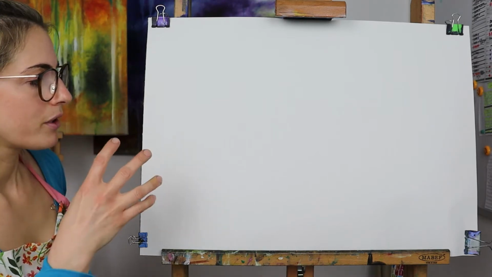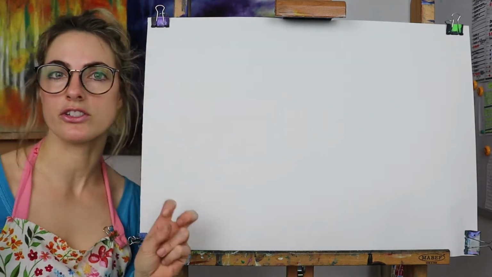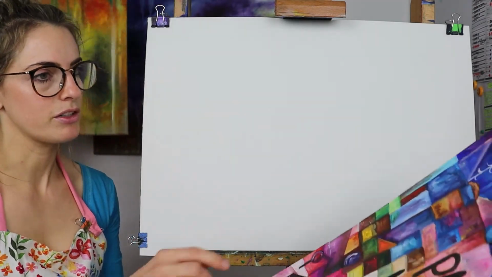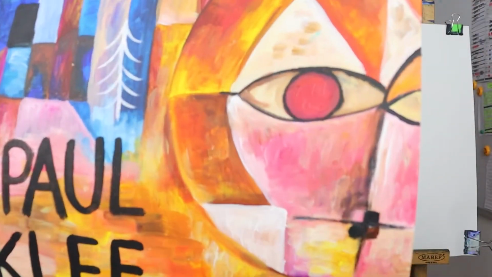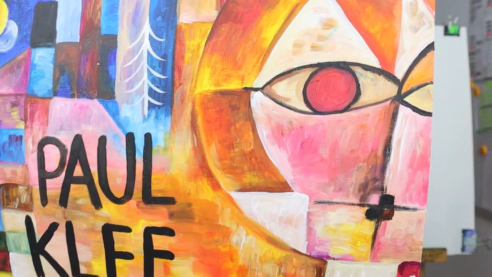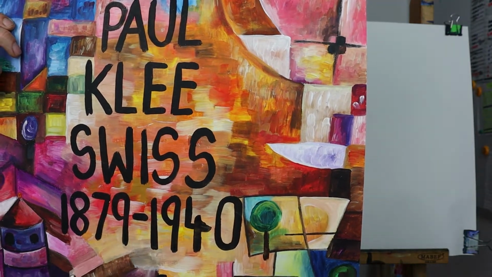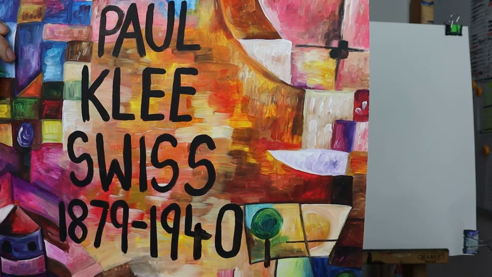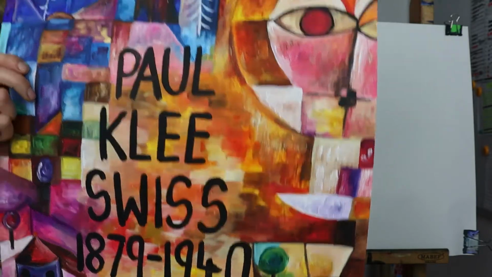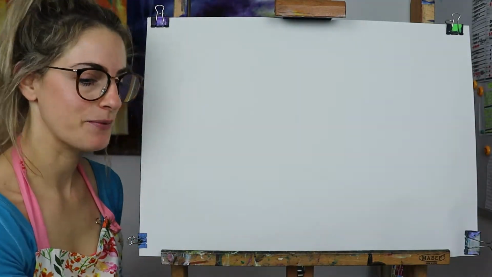So we're going to do a variation of some of his work, and it's just going to be in the style of. I held it up for quite a long time just so you could see, but he did so much blending and beautiful colours, and it would be nice to write that down. He was born 1879 and he died 1940, so if you're really good at maths you can work out how old he was when he died.